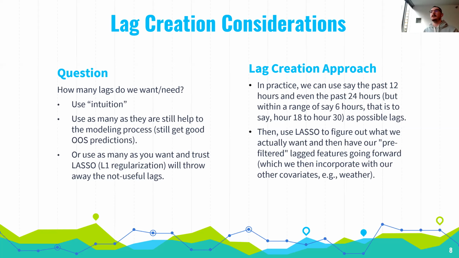So in practice, we can use the past 12 hours, the past 24 hours. In our example, I actually used 48 hours as possible lags. We then use Lasso to figure out what we actually want to have in our pre-filtered lag values moving forward, which we'll then incorporate with our other 14 values that were originally presented.